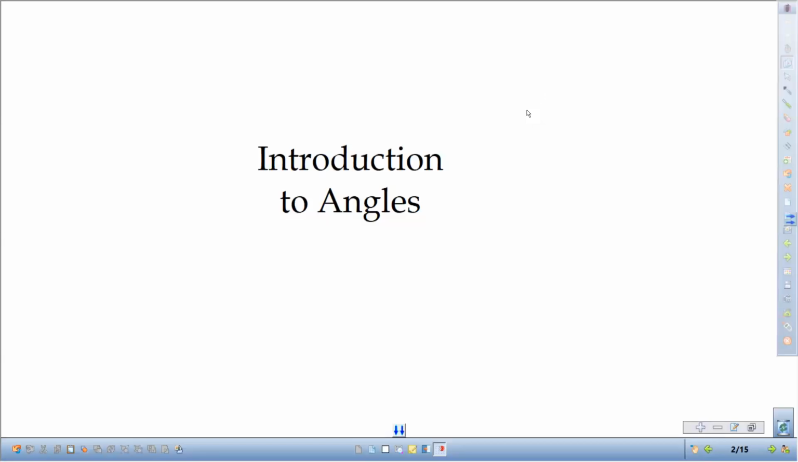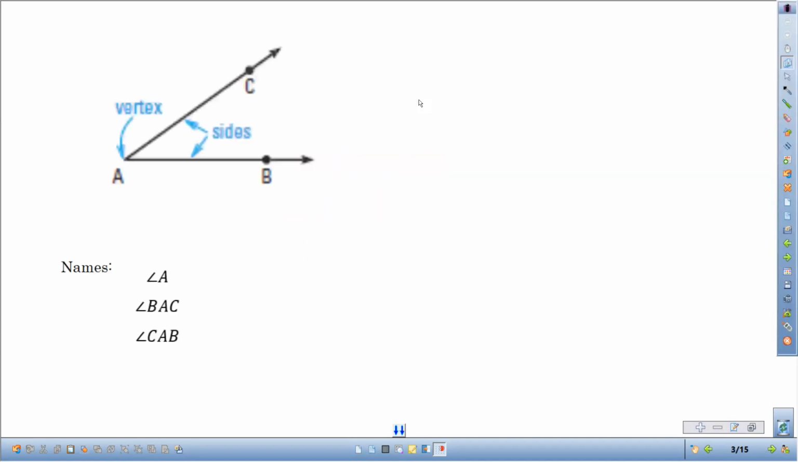All right, I am one classes. Today, I'm just going to have a quick introduction to what an angle is. For an angle, I have a diagram here.